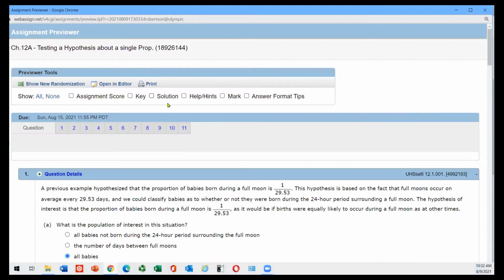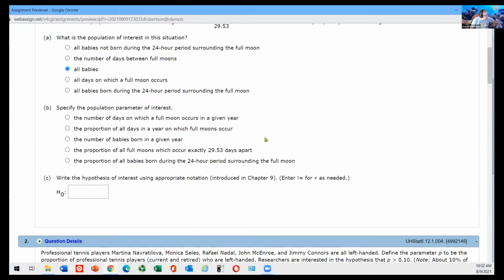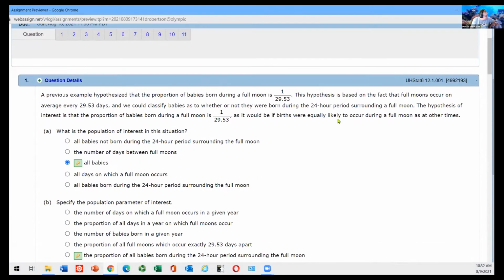Proportion of babies born during a full moon. Okay. Do you see it's all babies? The ones born during the full moon are only a subset of all babies born. So the population is everybody, and then we're looking at what fraction of them, right? So if I was doing 55% of Americans like watching football, the population there is all Americans. The ones that like football are just the subset.